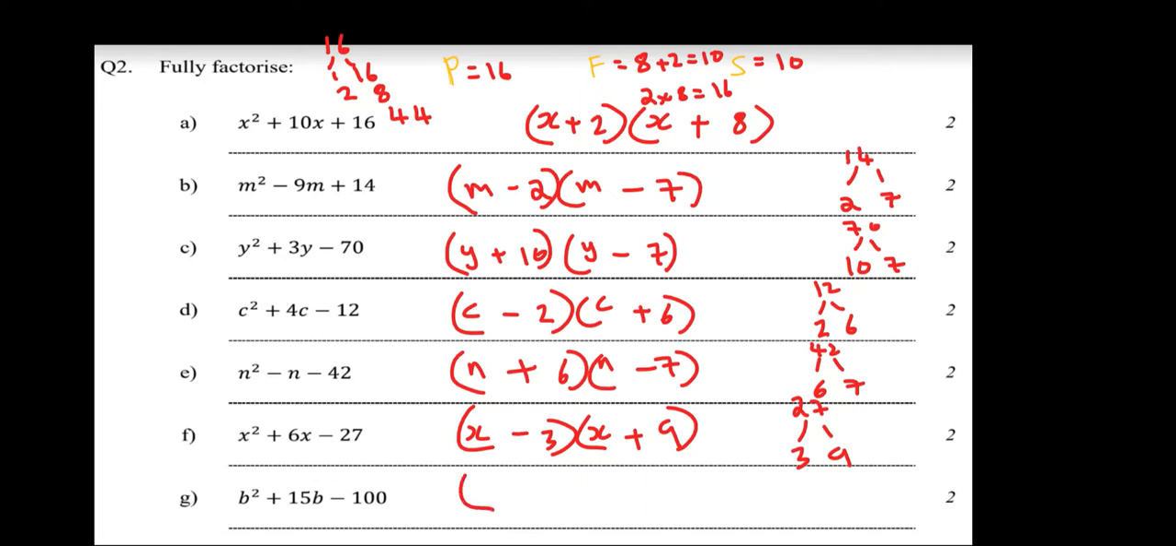Okay, so we've got 100. And we need to make 15. So let's go with 5 and 20. Okay, so let's move on.